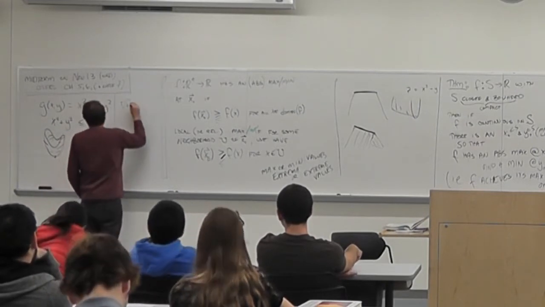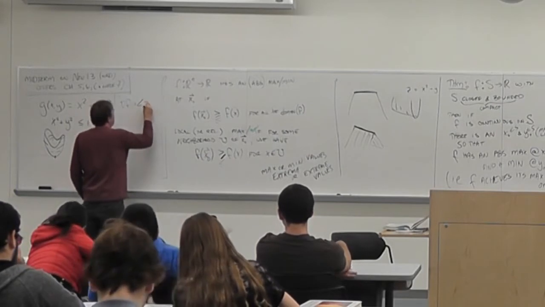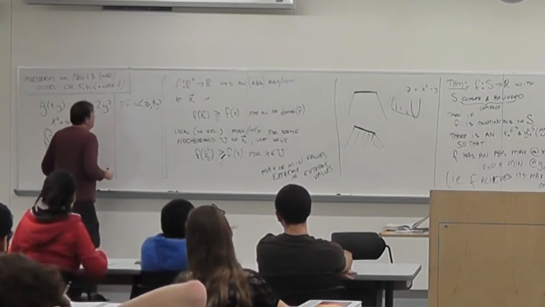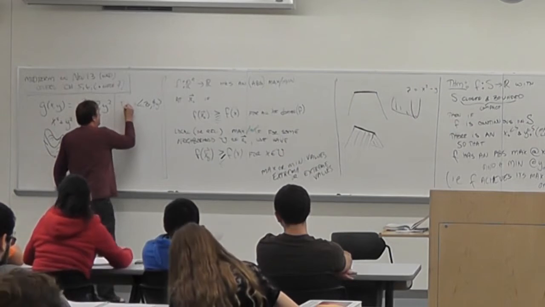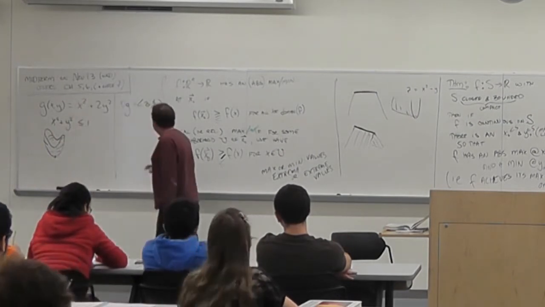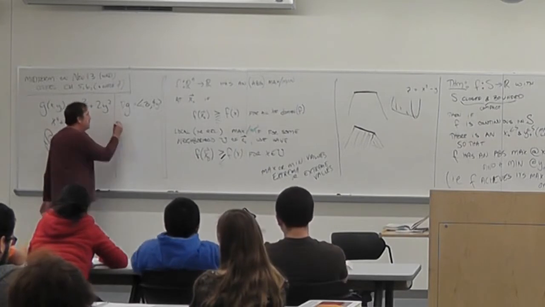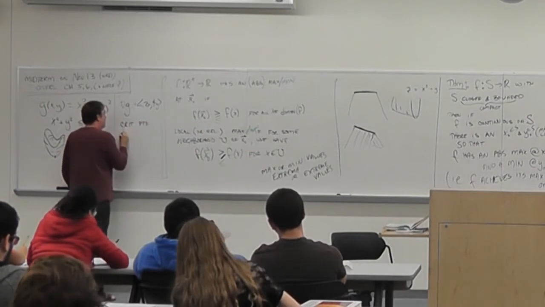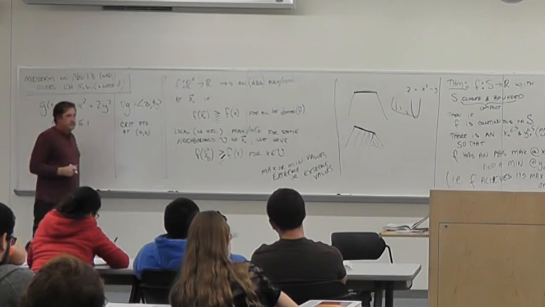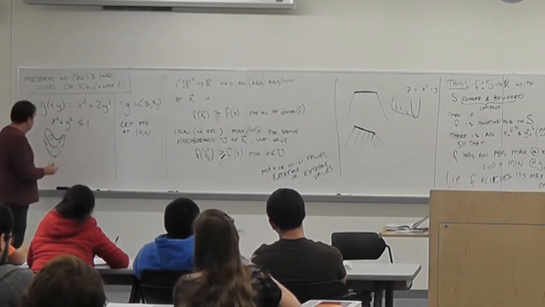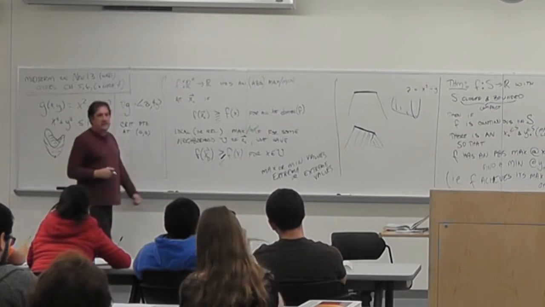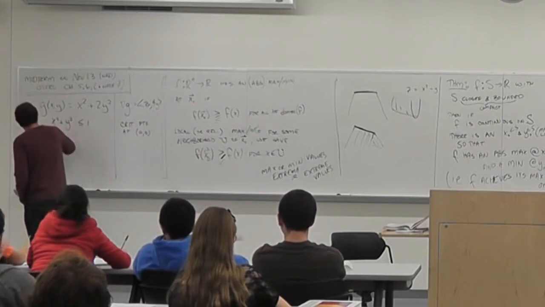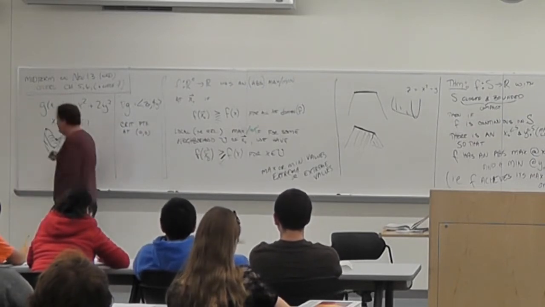So the gradient of f is 2x, 2y. Gradient g. Let's use the same letter, it's a good idea. So the gradient of g is 2x, 4y, so we certainly see that we get a critical point at the origin. And it's the minimum. Might have to work a little more to see that it's actually a minimum, but it's a minimum from the picture.